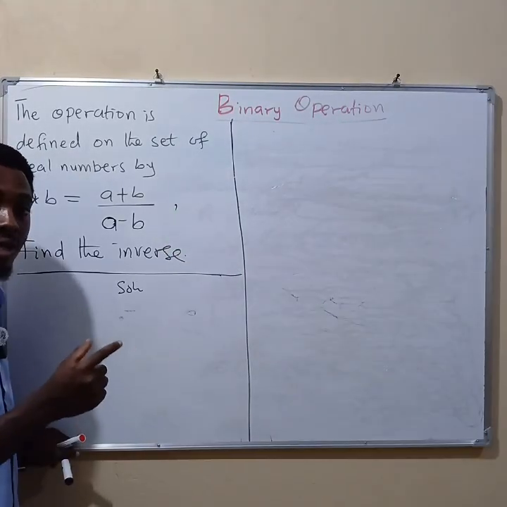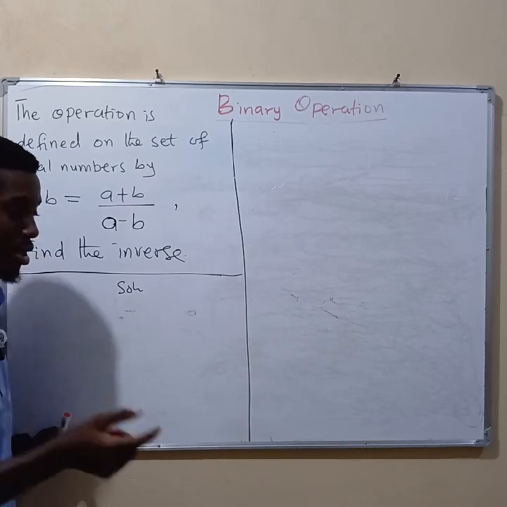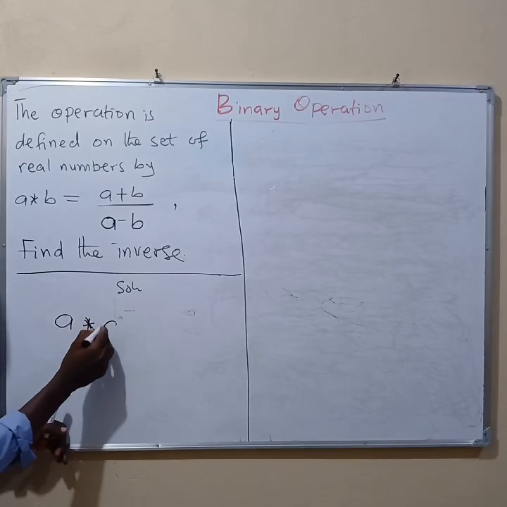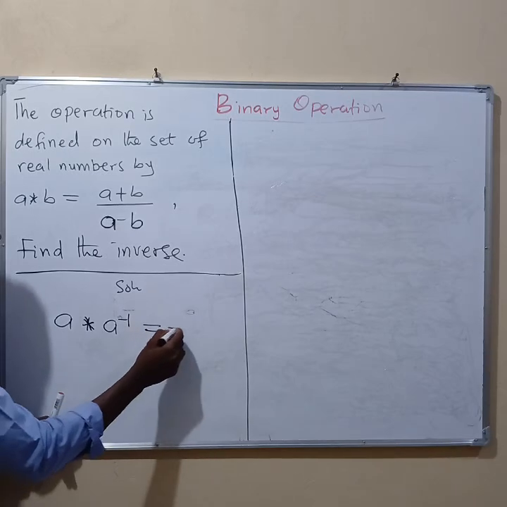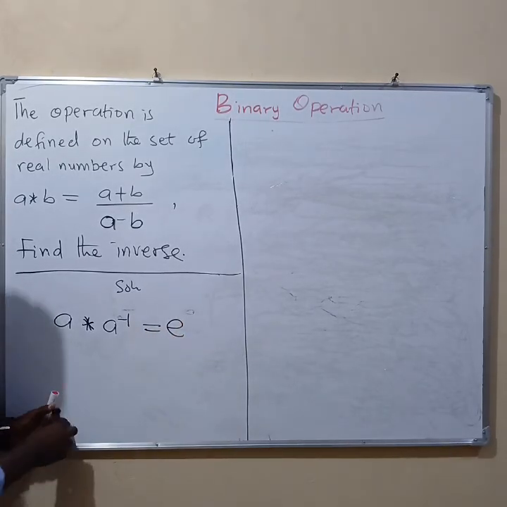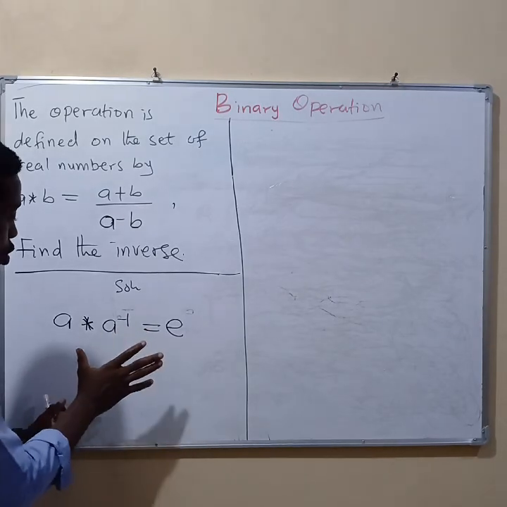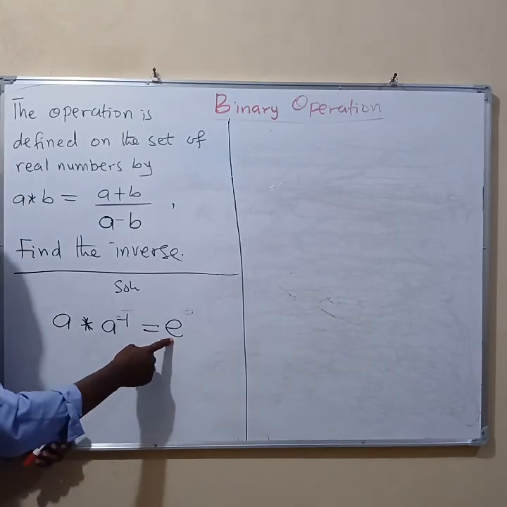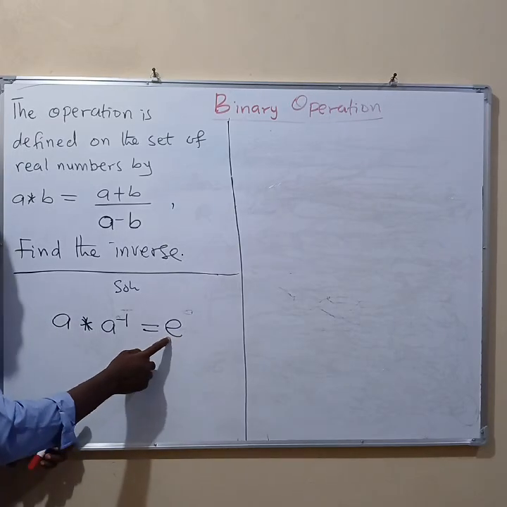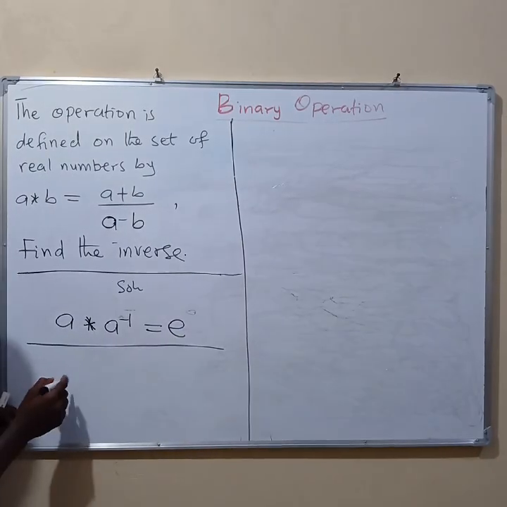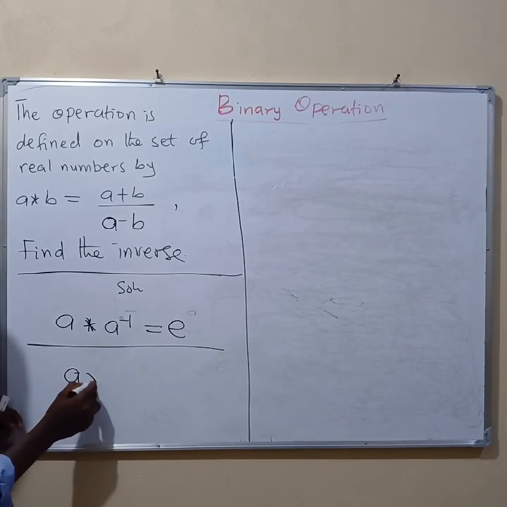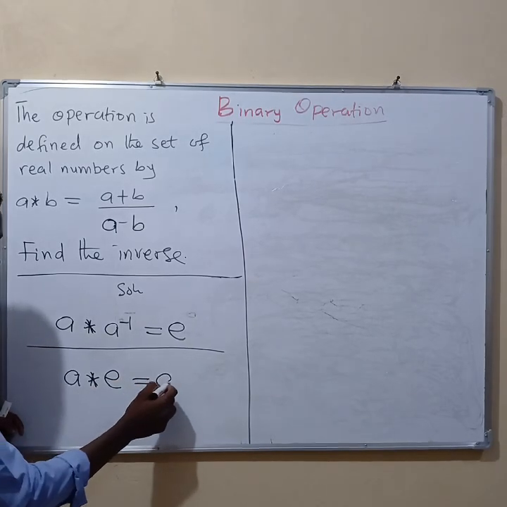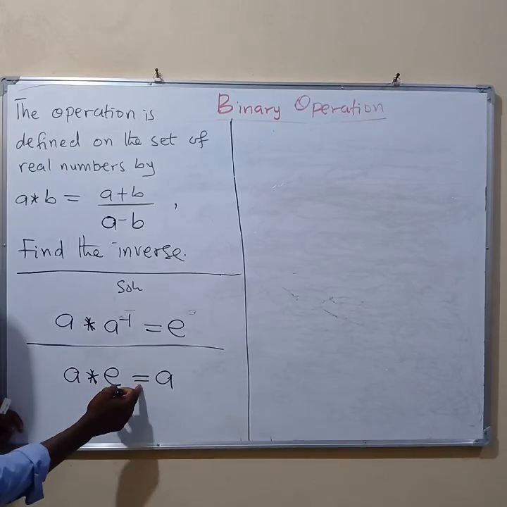First of all, write down our inverse equation, which is written as A operation A inverse is going to be equal to the identity element. I have done a video explaining this already, so we just take it from there. We do not know what the identity element is, so we must find the identity element first. The identity element is written as A operation E is always equal to what? A.